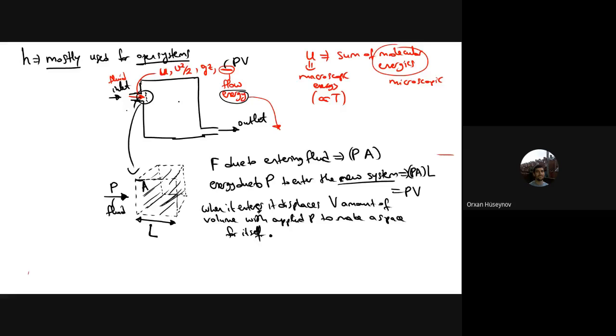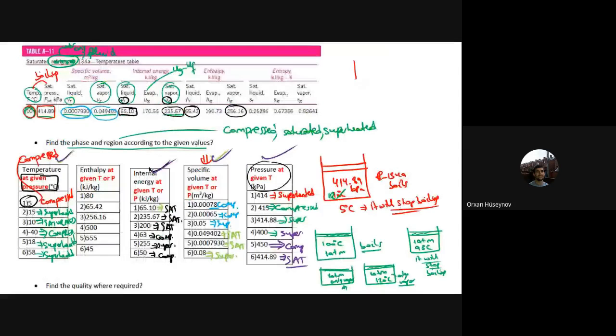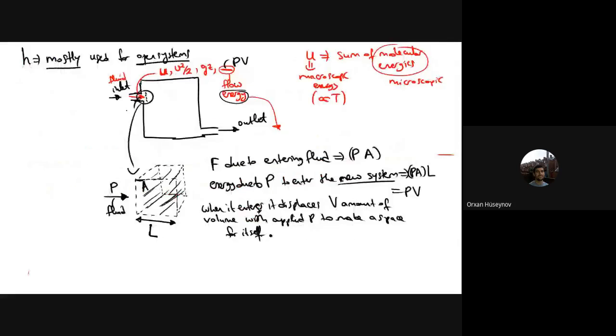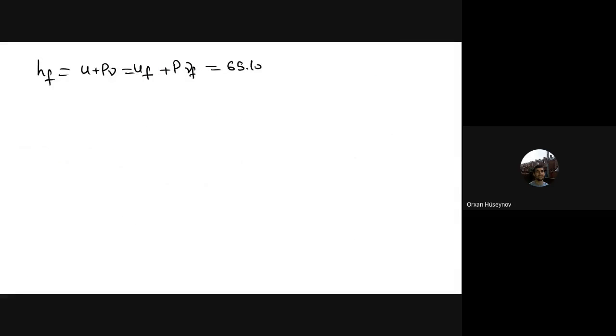So first I will calculate the Hf. Hf will be equal to u plus P nu. Okay? But you should be very careful here. You should add the uf, because we are working with uf, and you should use nu f. There is no pressure f value. It is all about the P and the u and the nu. And the uf value, if you go back to this chart, is 65.10. Unit is kilojoules per kilogram.